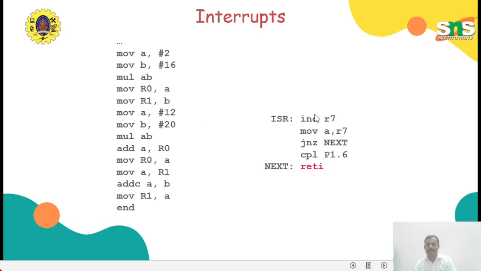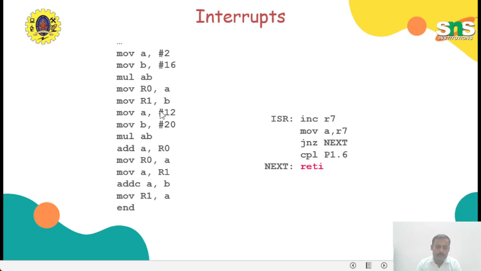Look at an example. This is the main program and this is the interrupt program. Here we are taking the ISR, interrupt service routine. Once the interrupt occurs, this interrupt service routine will be executed. After completing this, it has the return from interrupt, RETI. It goes back to wherever it was called.